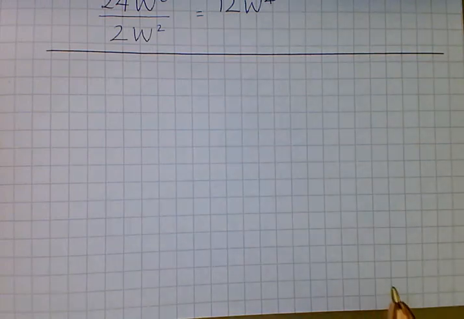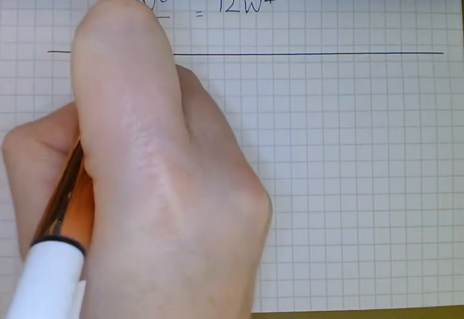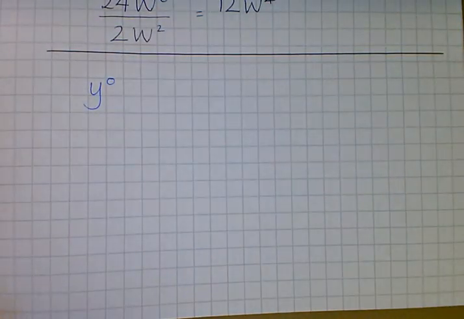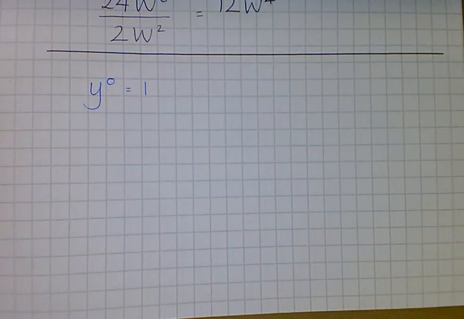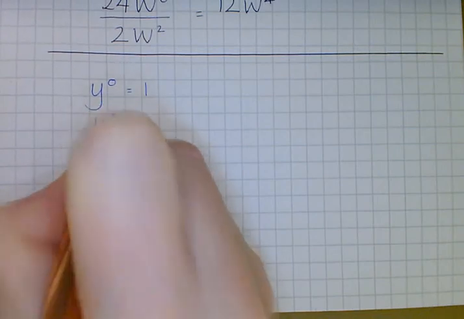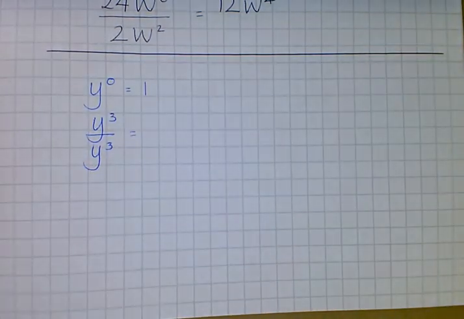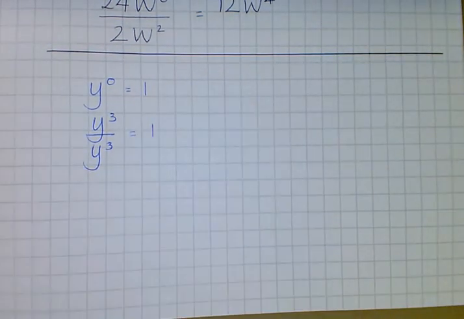Our third index law, and again this is one that you might remember, is where we have y to the power of 0 equals 1. So anything to the power of 0 is always going to equal 1. Okay, so if you think about some of the index laws we've already looked at, if we had something like y to the power of 3 divided by y to the power of 3, we know that anything divided by itself is always going to equal 1.